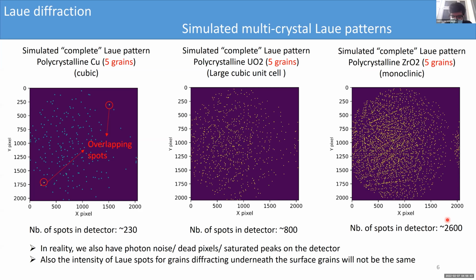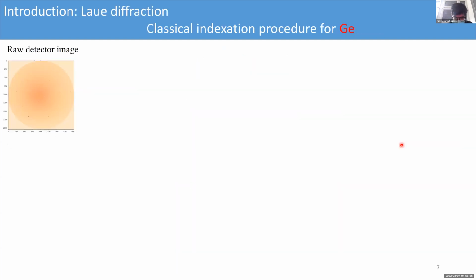But the only problem is that the spots that we see on the detector should be well resolved. There shouldn't be too much overlapping to create a streaking of Laue patterns. Then it becomes really complicated to find a local minima of the peaks.